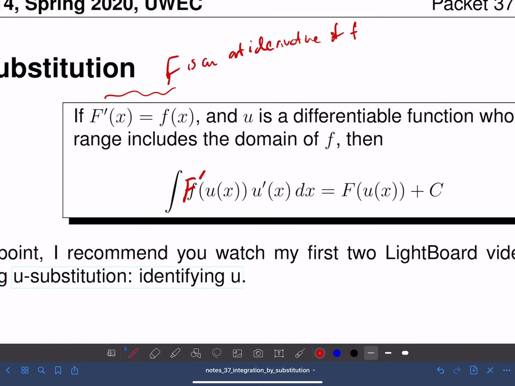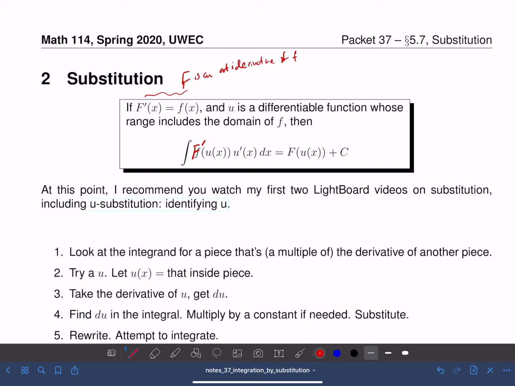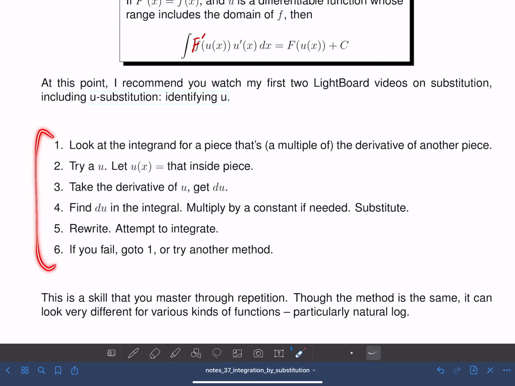That's it. I would recommend you watch my first two Lightboard videos that I had on the first page at this point. I linked one of them here because I think that's probably the one that's more pertinent. But I do go over these steps in that same video, in my video 1.